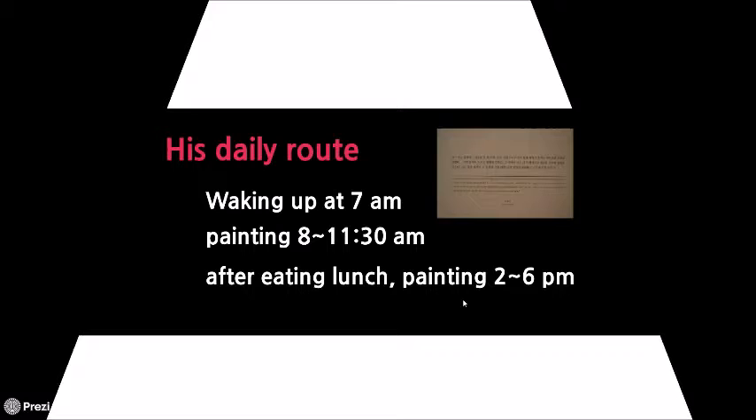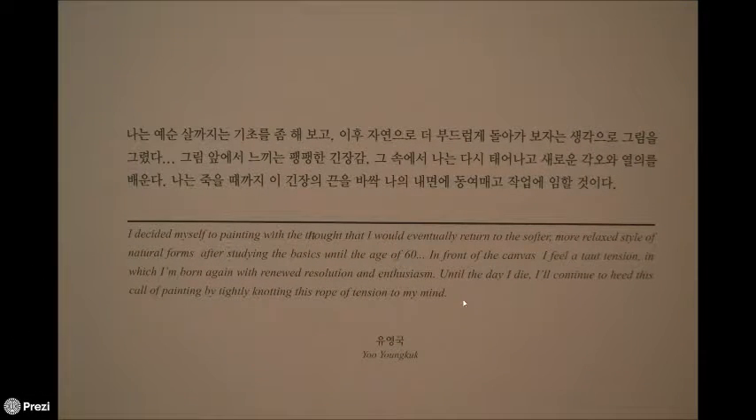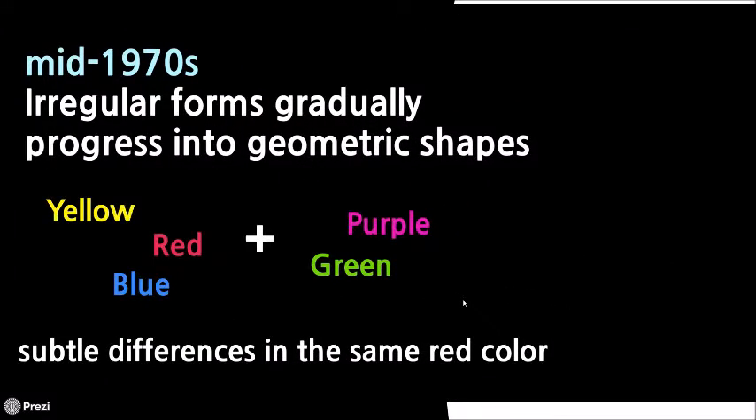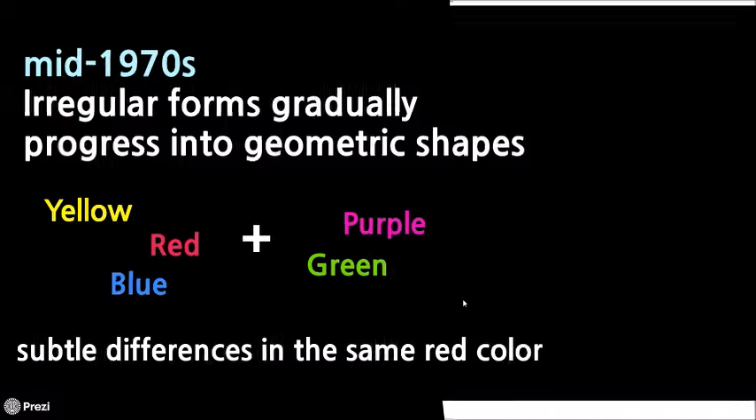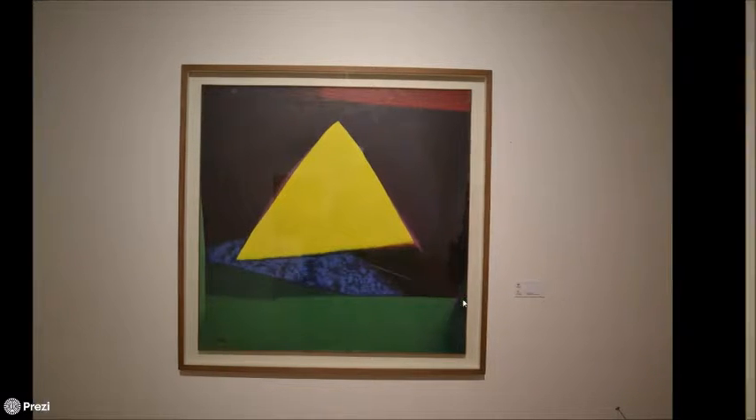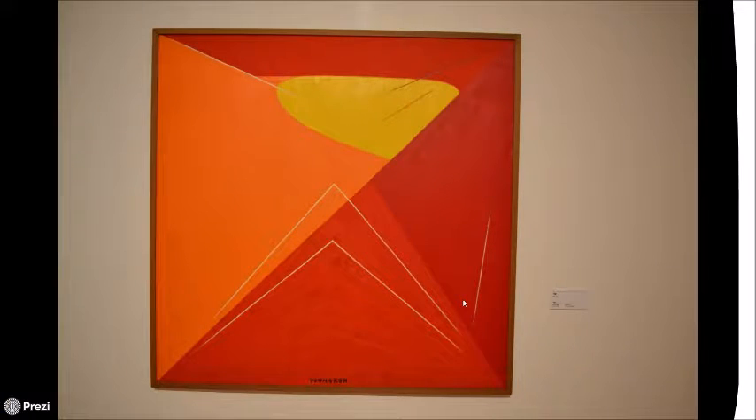He once said that only after studying the basics until the age of 60, he would finally return to his natural form more softly. In these works, irregular forms gradually progress into geometric shapes. The yellow, red, and blue colors are dominant, but you also see different variations of purple and green. Also, there are subtle differences in the same red color: slightly brighter red, thick red, murky red, deep red. The interaction of these shades simultaneously causes tension and balance.